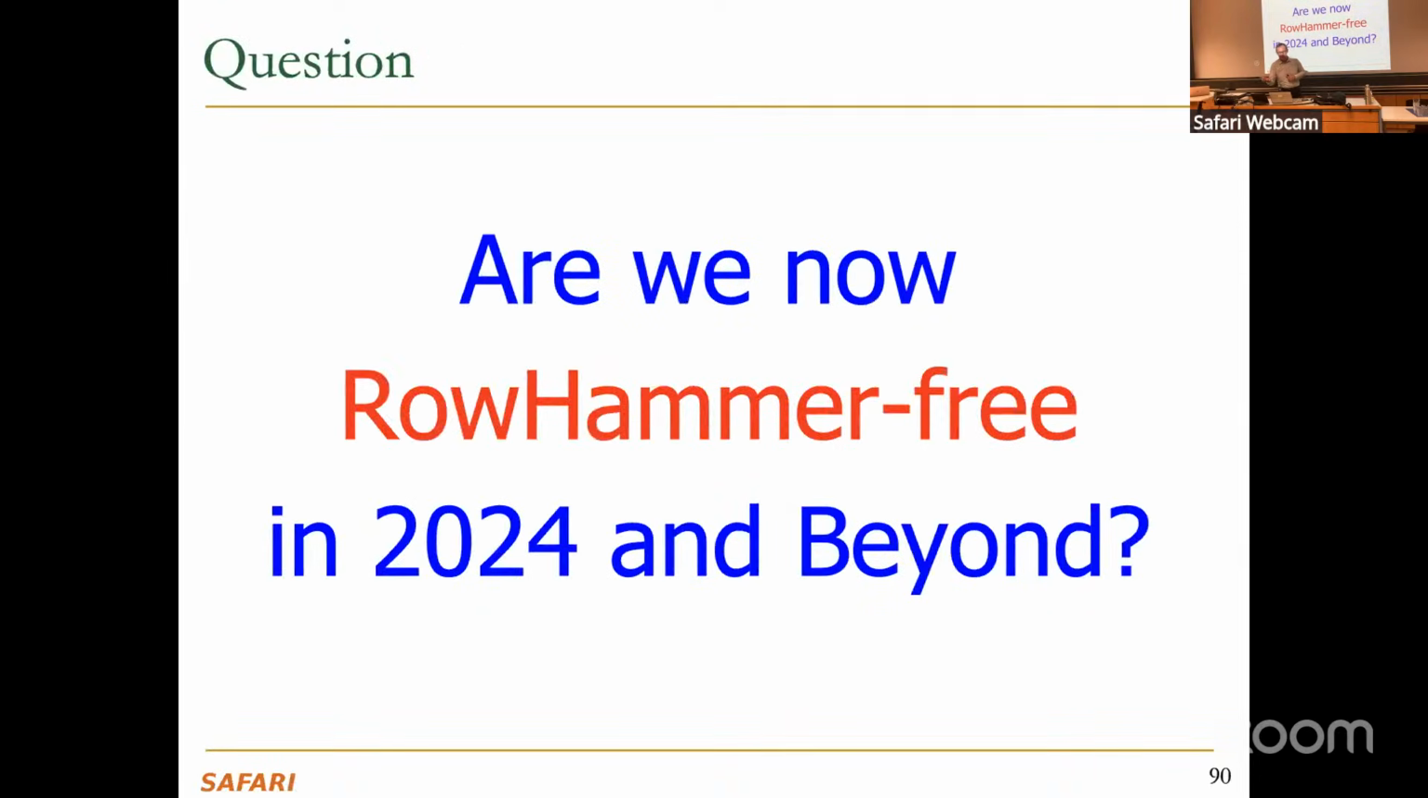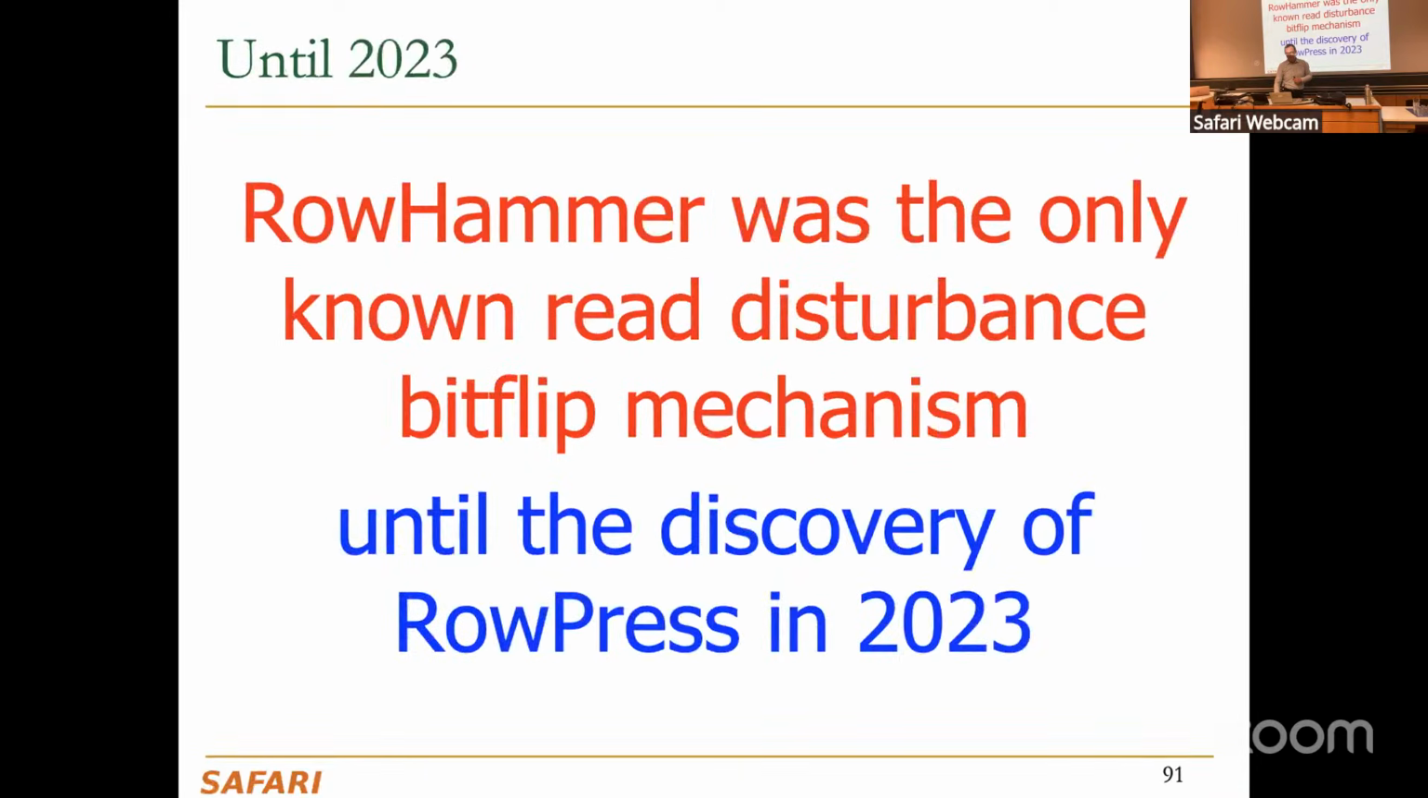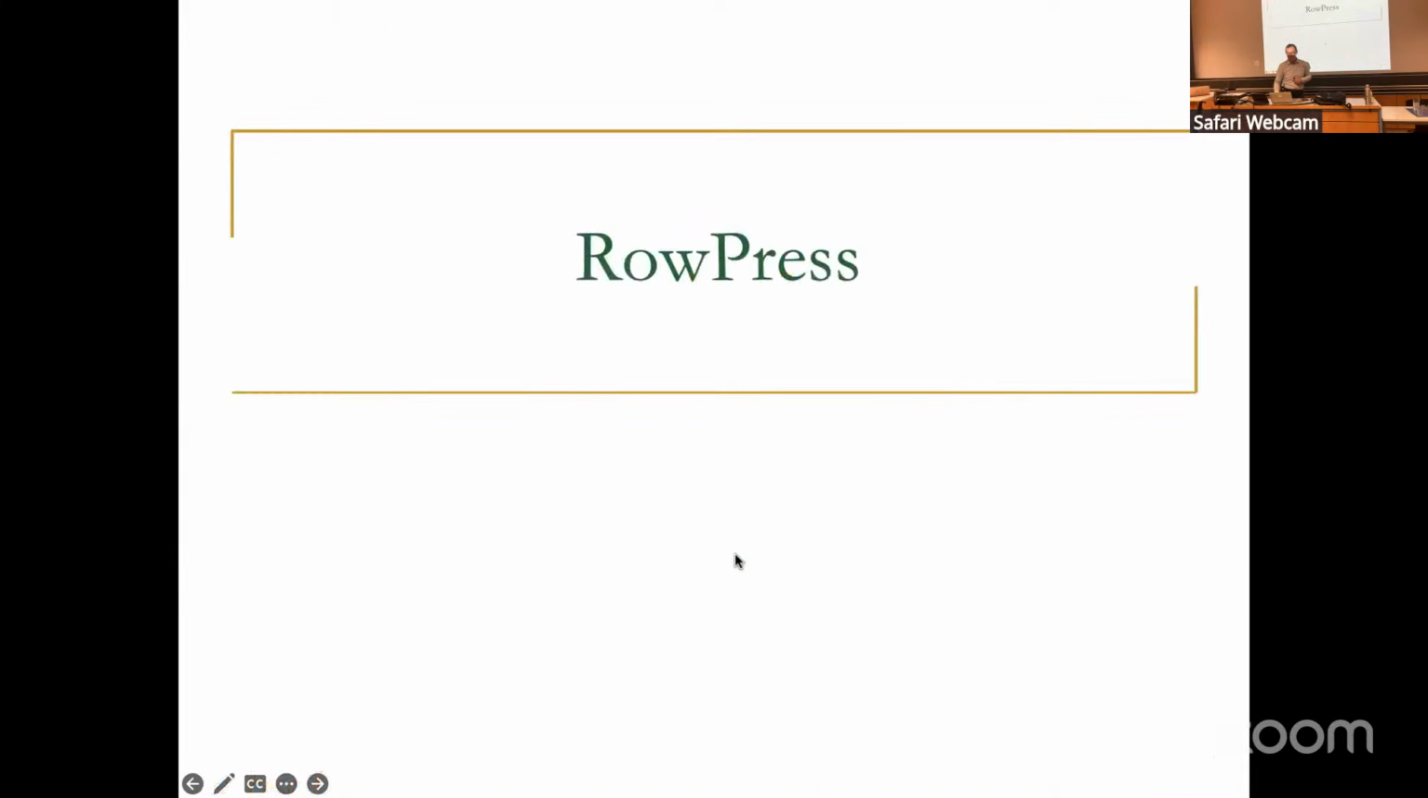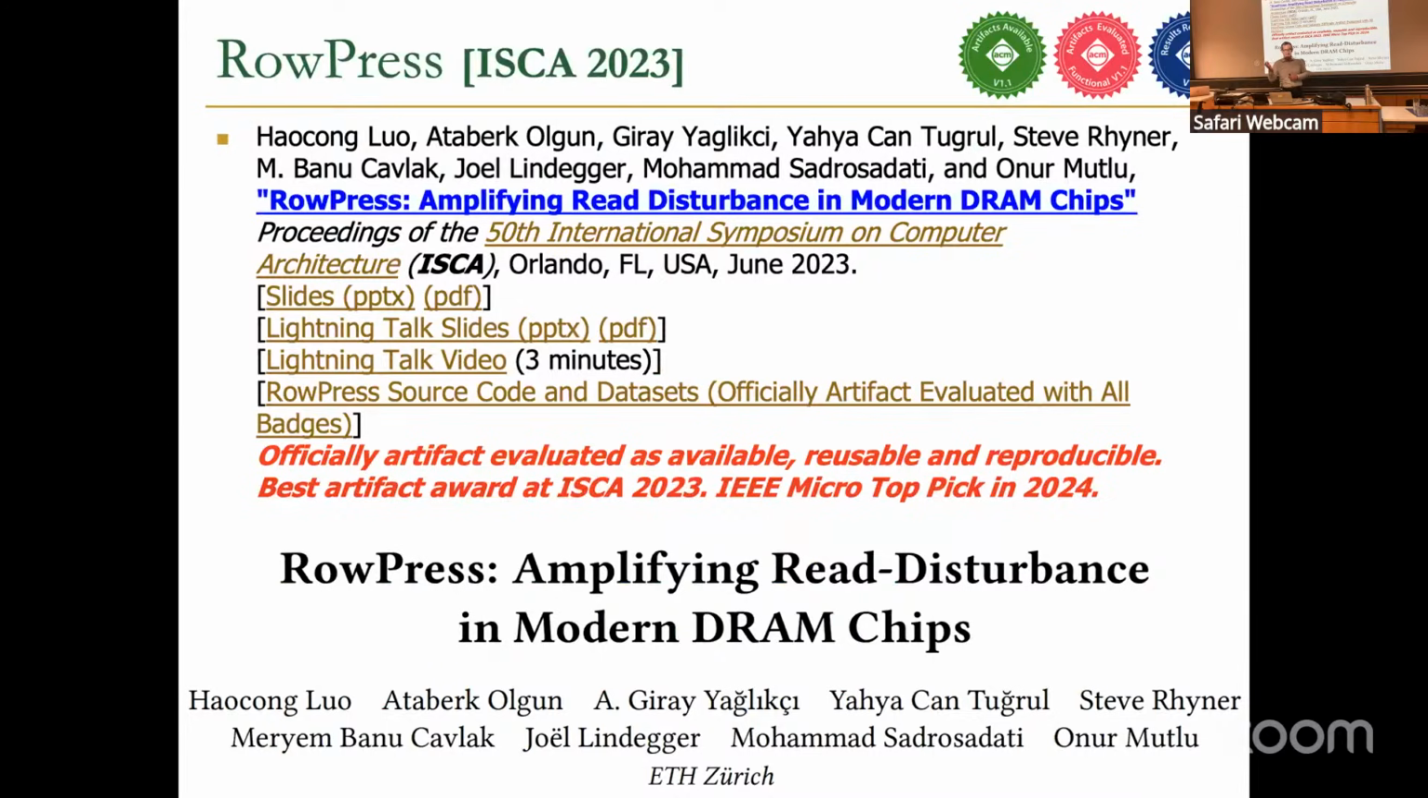Okay, so we also kept asking the question, like, are we bit flip free in 2024 and beyond? And it's a good question to ask, basically. Sometimes people claim that we're RowHammer free, and they use that to reject papers, which is not good. But we were also very interested in other bit flip mechanisms. So until 2023, RowHammer was the only known read disturbance bit flip mechanism. And we changed that in 2023 with RowPress. I've given you very briefly in the memory-centric computing lecture, but I'll go into more detail.